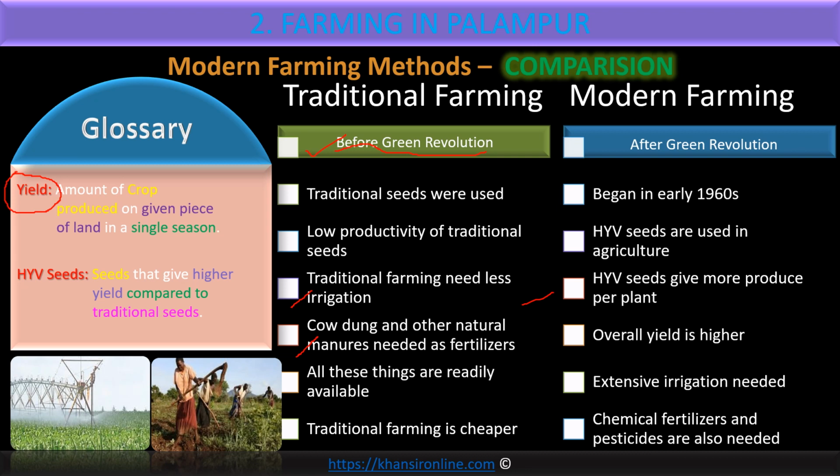And whatever all the things that you need in the traditional farming are easily available with the farmer, around the farmer. But in modern farming method, you need to buy those things from the market. As a result, traditional farming is cheaper, सस्ती है, and modern farming is expensive. Okay, but overall the most important thing is how much yield you are getting from agriculture.